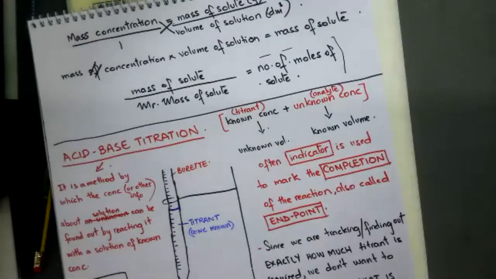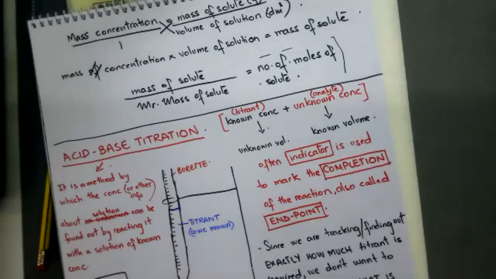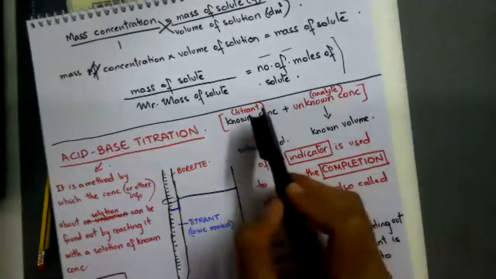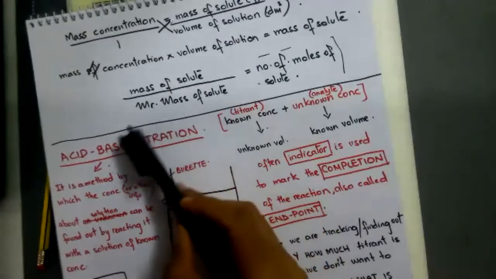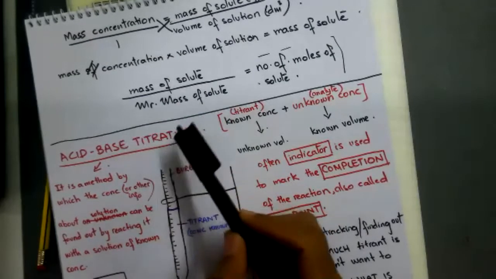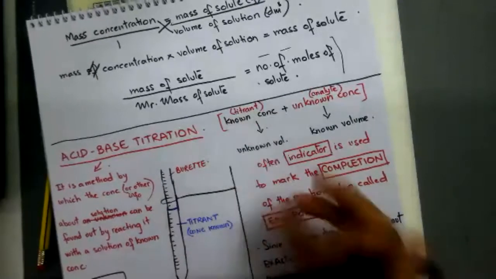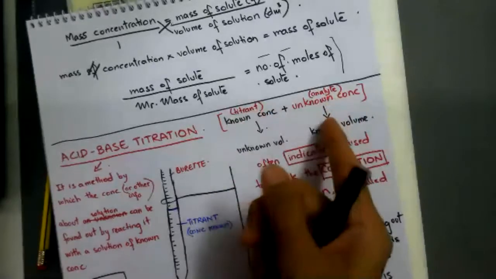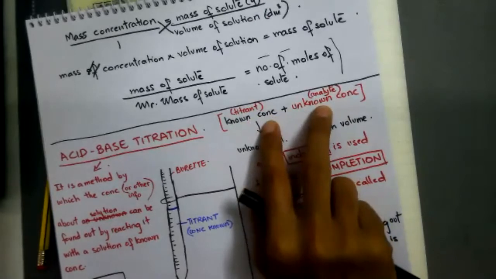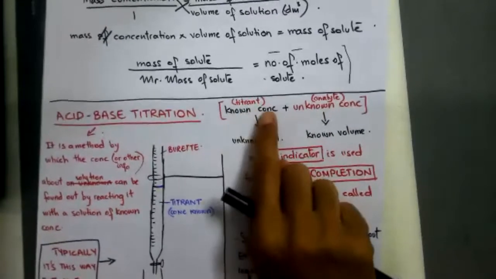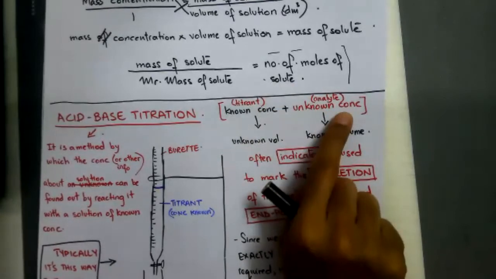Titration is a method by which you find out the concentration of one substance when you know the concentration of the other substance. So basically, titration is a technique used in chemistry during a reaction between two substances, two reactants. So remember, we have two reactants, okay? The concentration of one is known and the concentration of the other is unknown. Now, with the help of this known concentration, we find out the concentration of the unknown substance, okay?